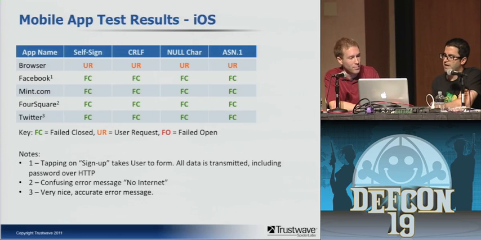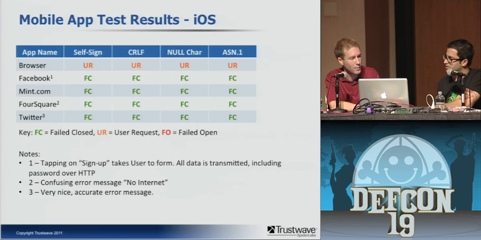So we also tested iOS in the same exact fashion. I guess the big takeaway here, you can see the same keys. If you can't really see it from the back of the room, the green FC means it failed closed. It did what it should. UR means user request, so basically something popped up and asked the user to do something and failed open.